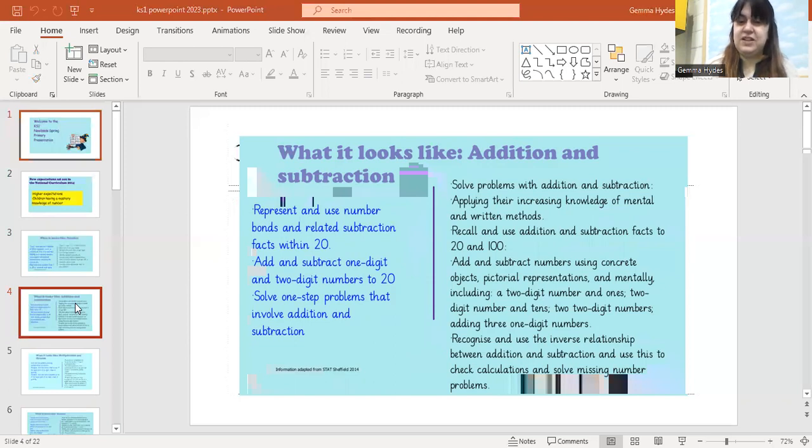For example, we know that 2 add 3 is 5. And then the inverse of that is that they can do 5 take away 3 equals 2. And they play around with that. And that's a big area that comes up a lot in the Key Stage 1 SATs, which I'll talk about a bit later.